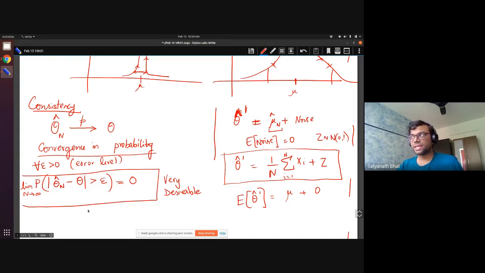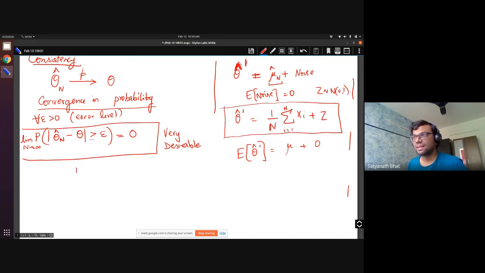So what is our design desiderata? What are all the things that we like? We like unbiasedness, we like low variance, and then we like consistency.